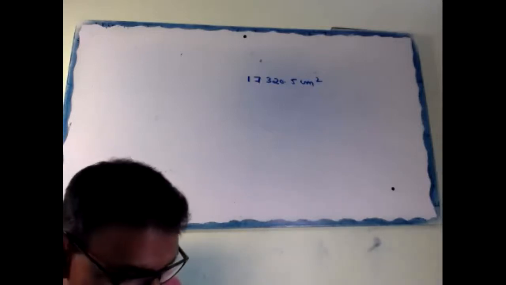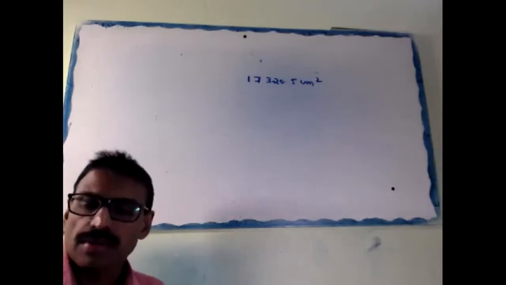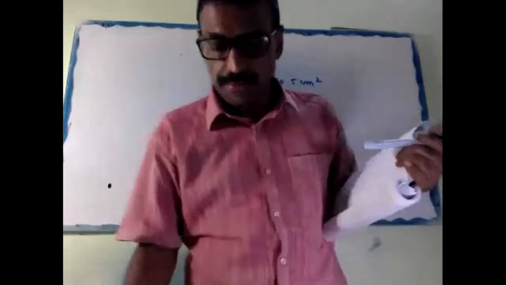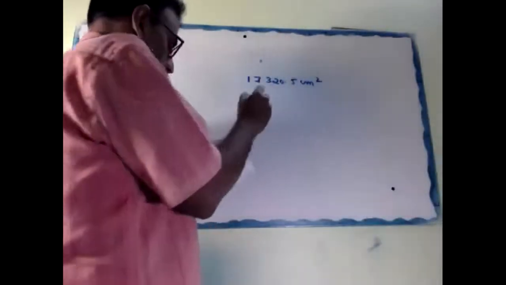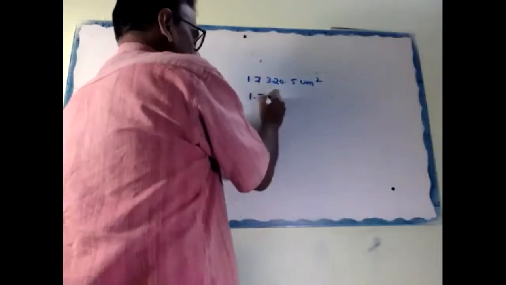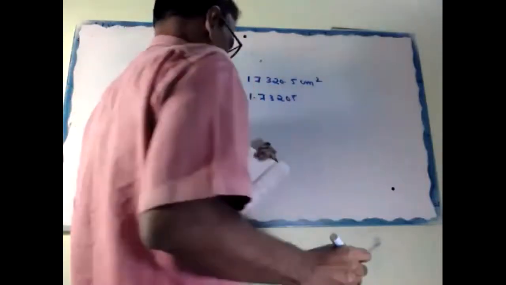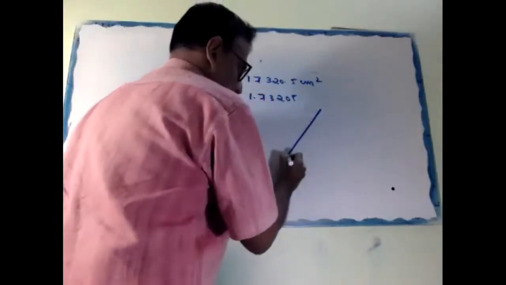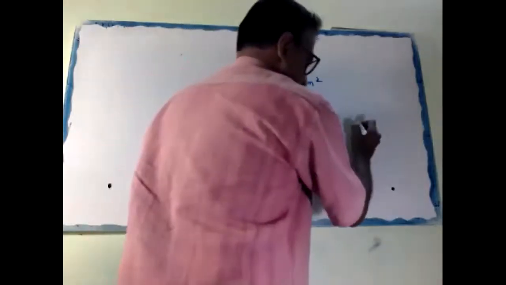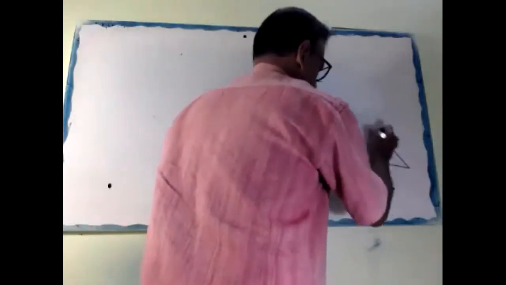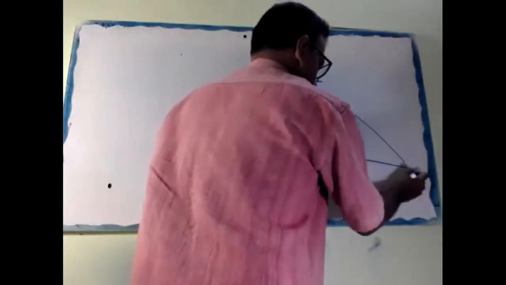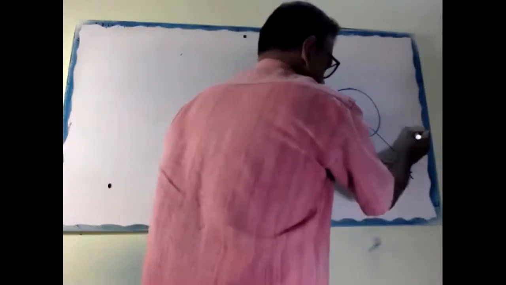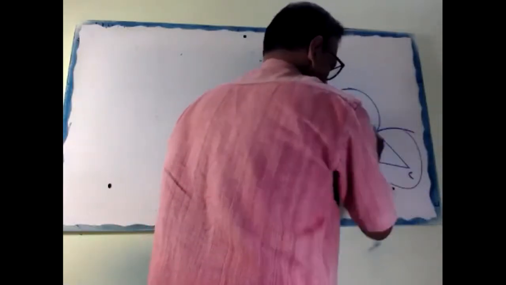This is a star question, okay? Find the area of the shaded region. Use pi 3.14 and root 3 as 1.73205. Like this, because the figure is like this. Listen here, I'll draw the figure. A, B, C. One circle here, another circle here, third circle here. This area you have to find out.